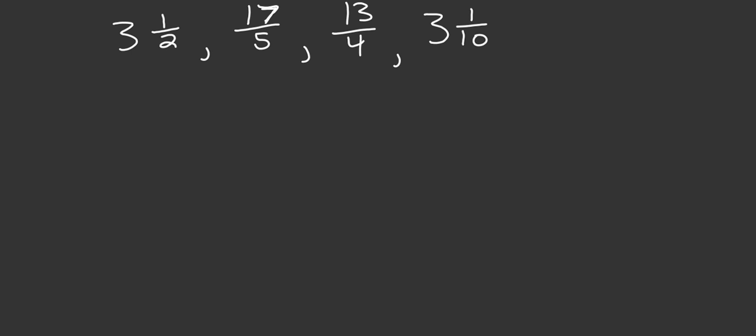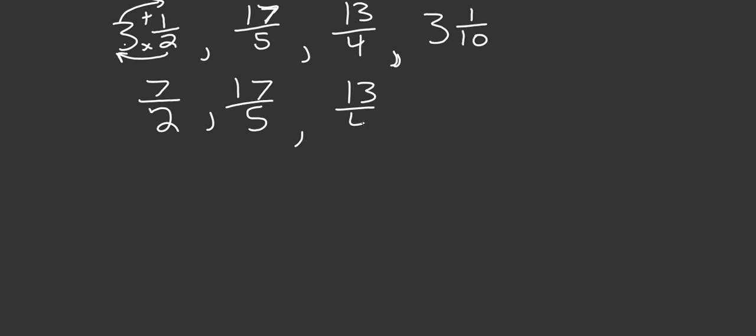Alright, so our first step, once again, what sucks about this question? Well, there's 2 things. First thing that sucks is the mixed numbers. Well, we can fix that. So I look, there's 3 full boxes with 2 in each one, so that's 6 pieces, 3 times 2, and add my leftover, that gives me 7 halves, 17/5, I don't need to do anything with, 13/4, I don't need to do anything with, and 3 1/10. Well, there's 3 boxes with 10 in each, so that's 30. Add my 1, that gives me 31/10.